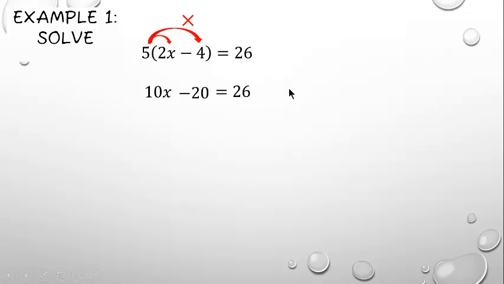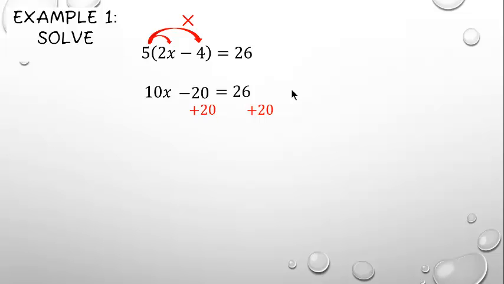Now we're down to a two-step equation. We solved these last lesson. So 10x minus 20 equals 26. The place we start is the constant that's on the side of the pronumeral. So minus 20. We want to get rid of that. So the opposite of subtracting 20 is adding 20. So let's add 20 to both sides. Remembering you need to make sure you do it to both sides, otherwise the equation doesn't stay balanced.